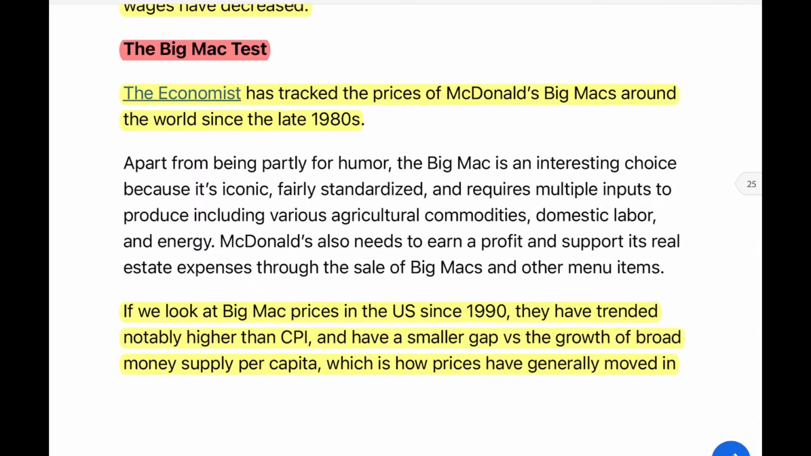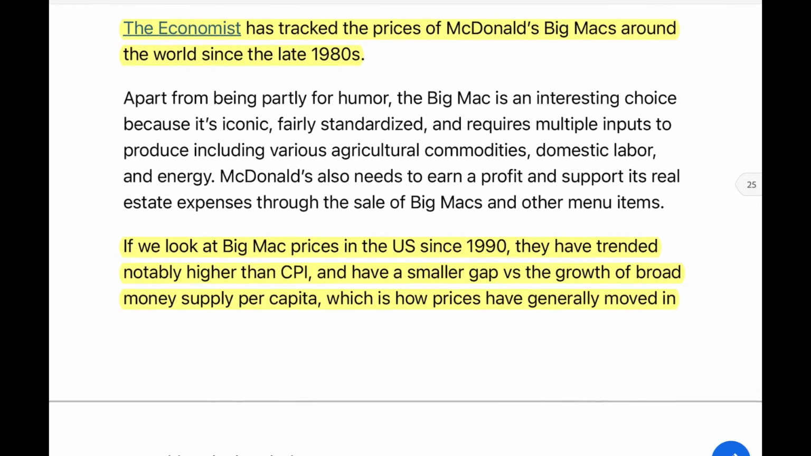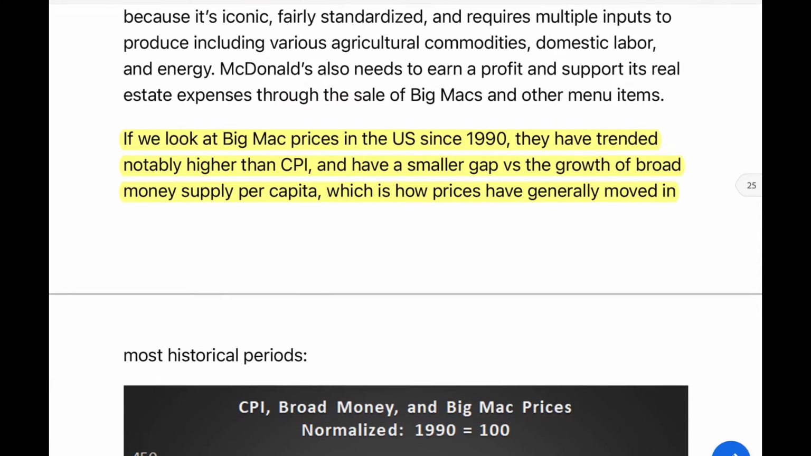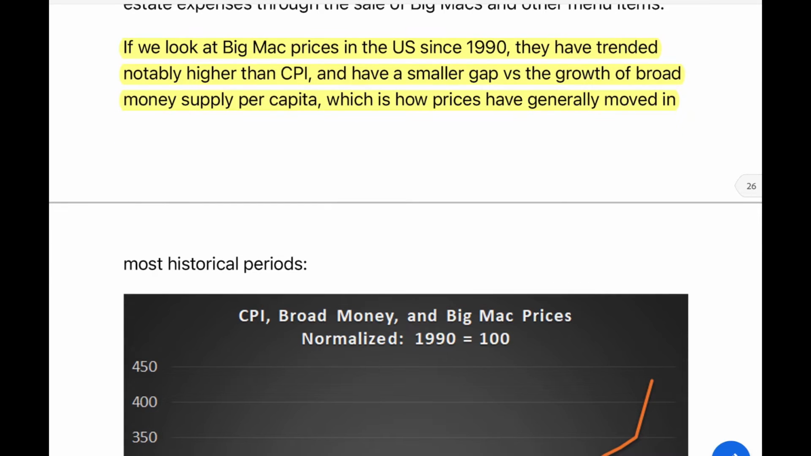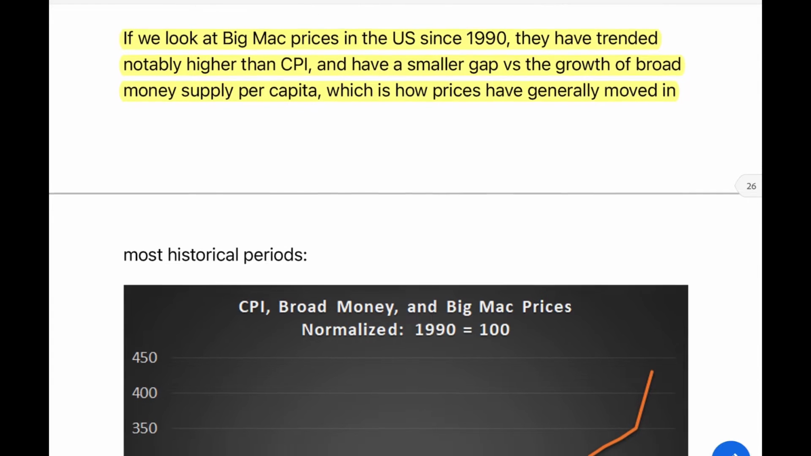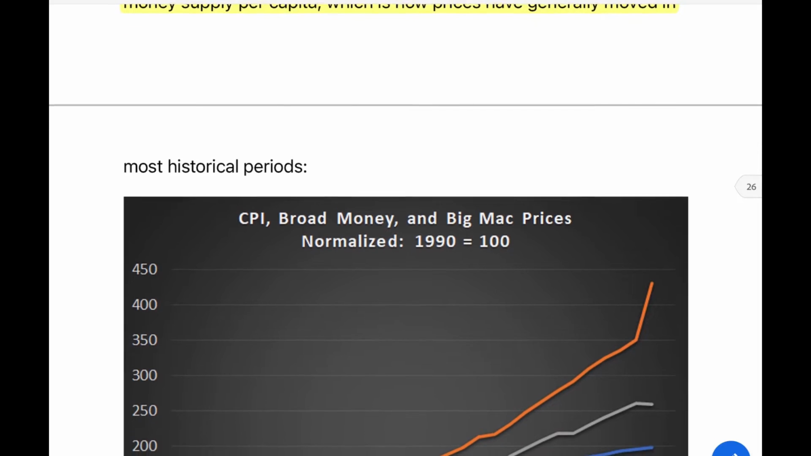The Big Mac test. The Economist has tracked prices of McDonald's Big Macs around the world since the late 1980s. If we look at the Big Mac prices in the United States since 1990, they have trended notably higher than the CPI and have a smaller gap versus the growth of broad money supply per capita, which is how prices are generally moved.